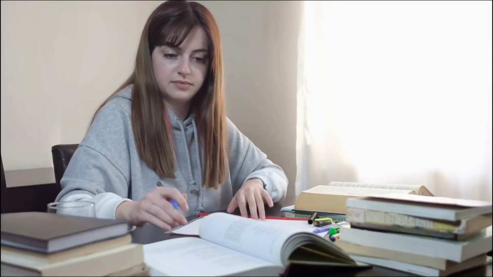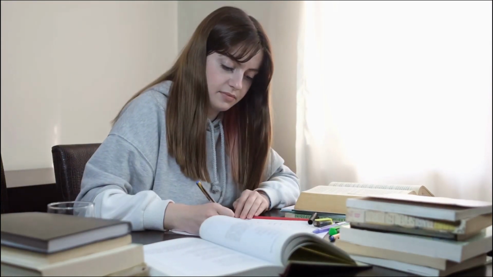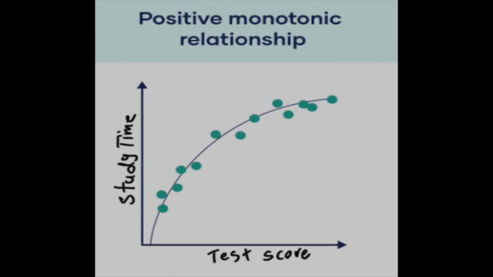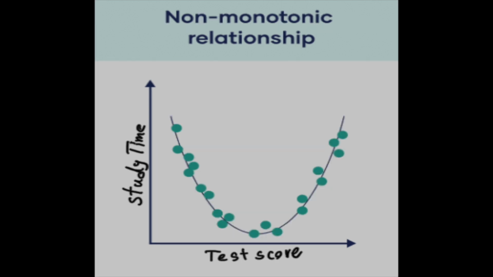Consider the relationship between study time and test scores. The Spearman correlation coefficient can reveal whether students who study more generally score higher on tests, which is a positive correlation. Alternatively, it might show us that as study time increases, test scores decrease, known as a negative correlation. And in some instances, there might be no observable trend between study time and test scores, indicating a zero correlation.